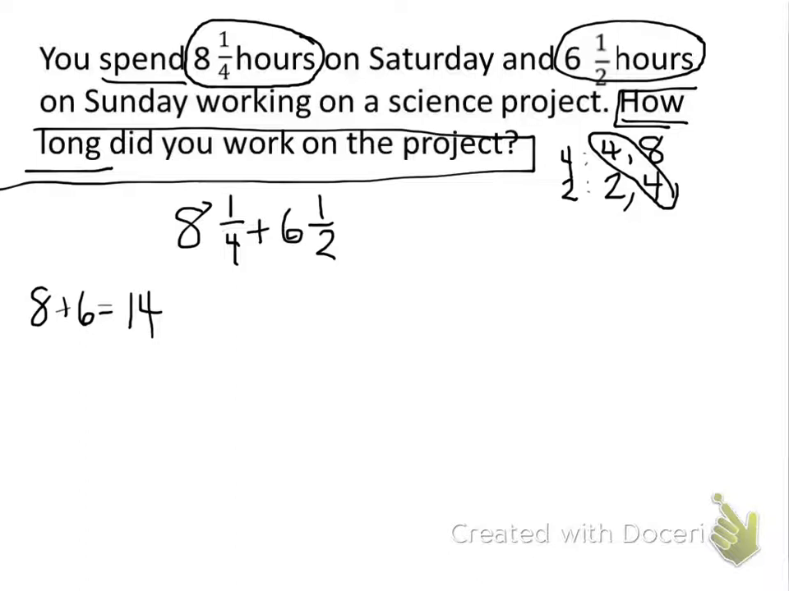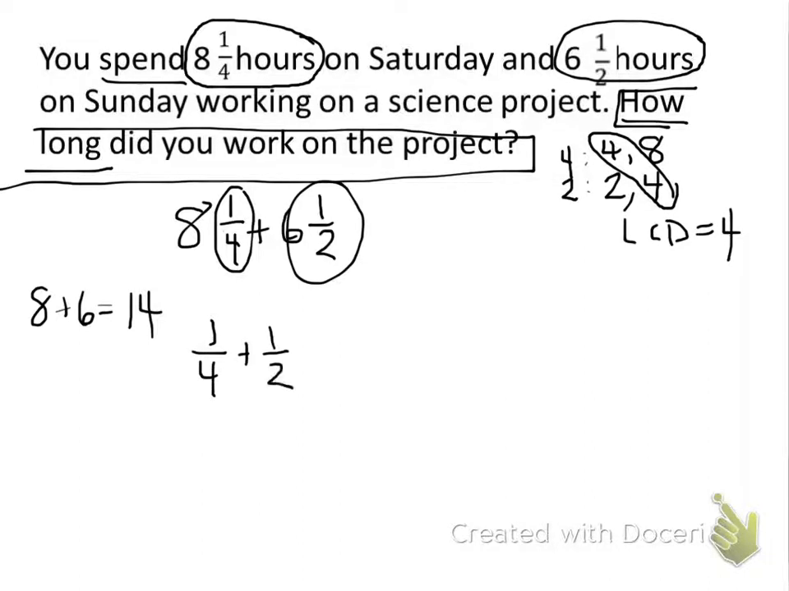Step number 3, rewrite your fractions using your LCD. So our LCD is 4. We are just looking at the fractions now, not at the whole numbers. So we have 1/4 and 1/2. 1/4 already has our lowest common denominator of 4. We just need to convert 1/2. So convert 1/2 to a denominator of 4. What times 2 gives 4? 2 times 2 gives 4.